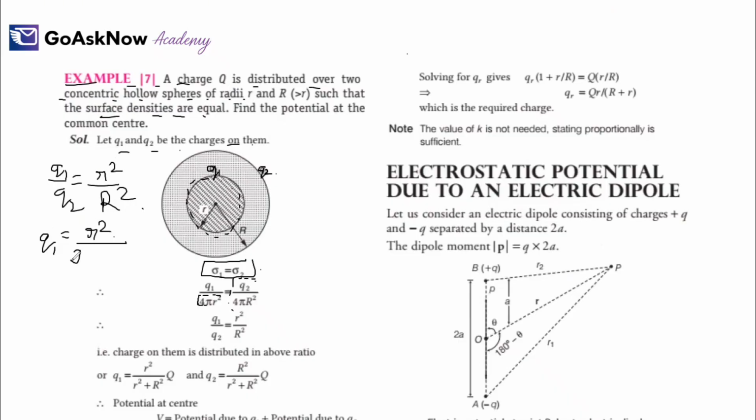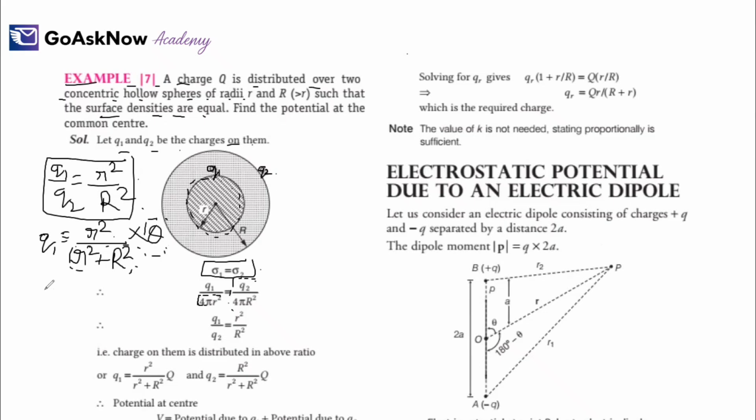So what is the total quantity? Q1 plus Q2. It will be equal to small r square plus capital R square. This is proportional to this only. So that is why it will come in the denominator, into capital Q. Okay. Because the total charge is capital Q. So the part of it that is Q1 is just equal to this ratio.